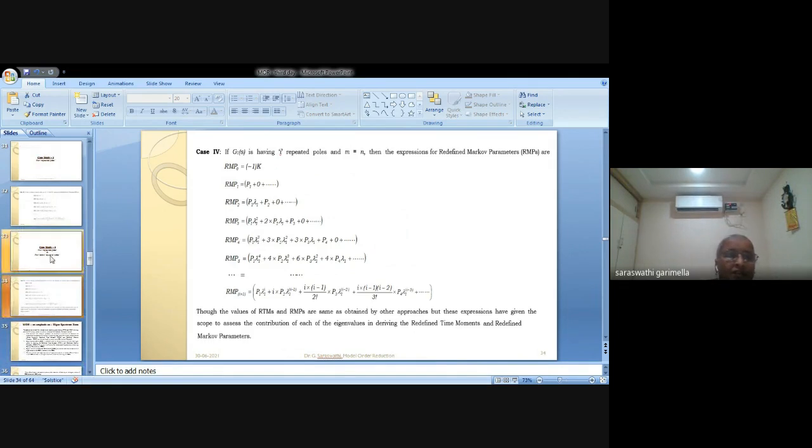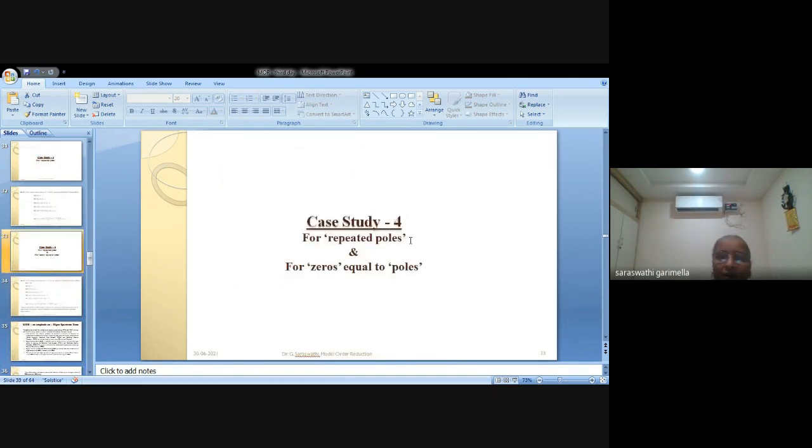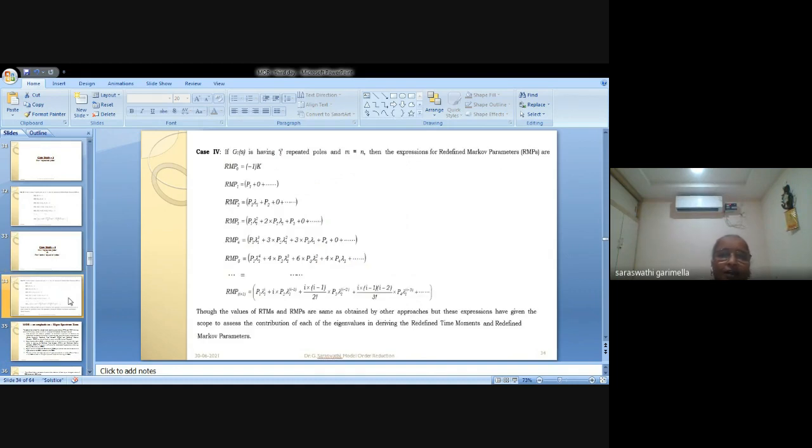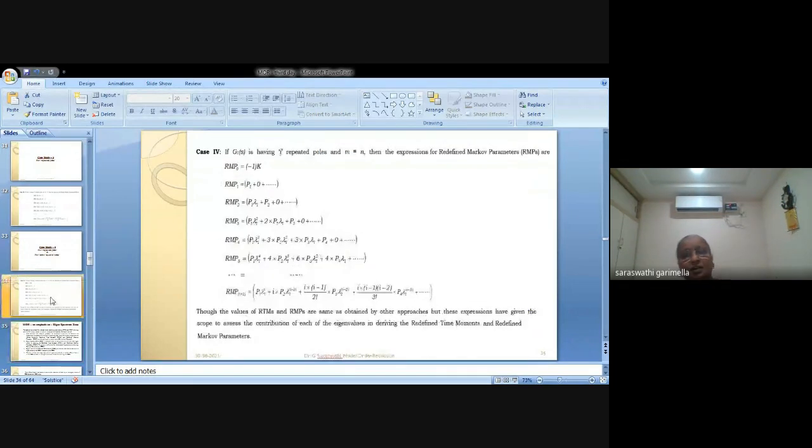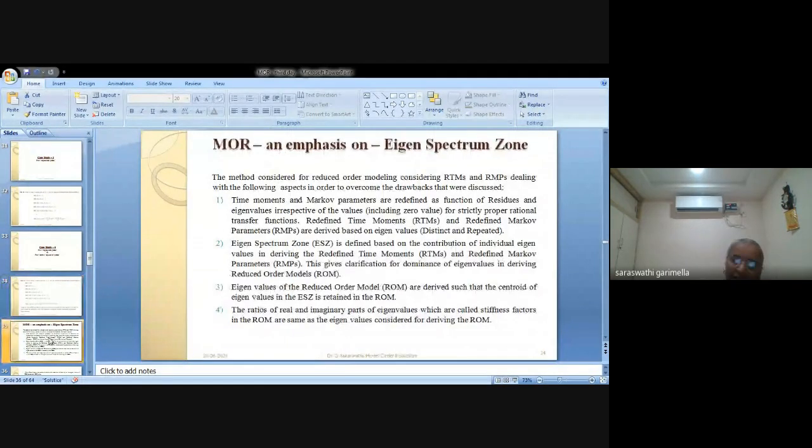So if there are repeated poles and zeros equal to poles, then you will get this term for n equal to m, and for repeated poles these terms, and for ordinary poles these. So these are the four cases for redefined Markov parameters and four cases for redefined time moments.